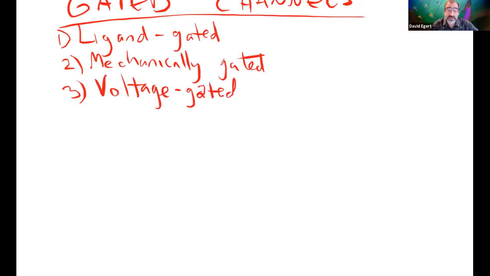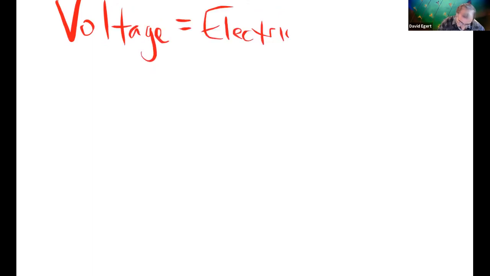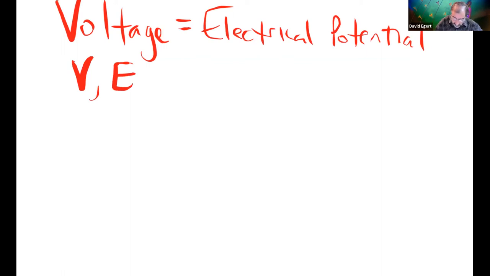So for voltage gated to make sense, we need to define what is the voltage across the membrane. So let's talk about membrane potential and membrane voltage. The symbol for voltage sometimes is V, sometimes we use E for electrical potential or electromotive force. A lot of times the voltage is represented by the letter E, and you're wondering why is it an E?